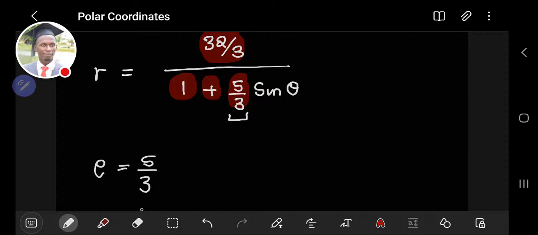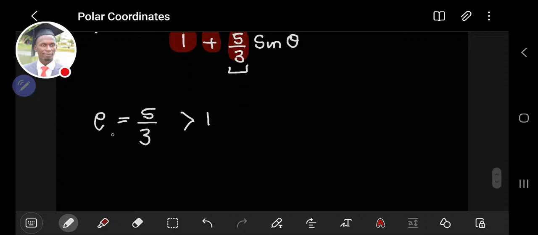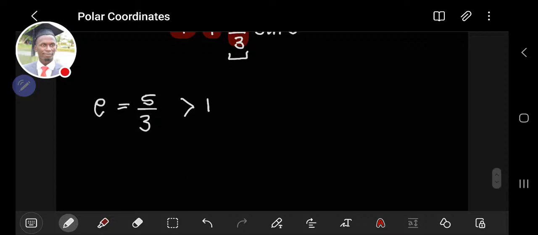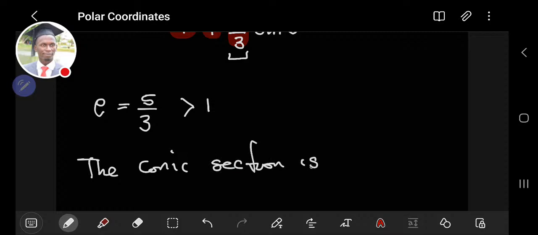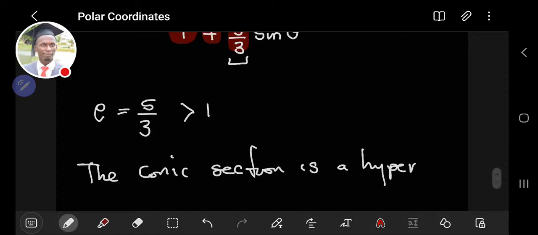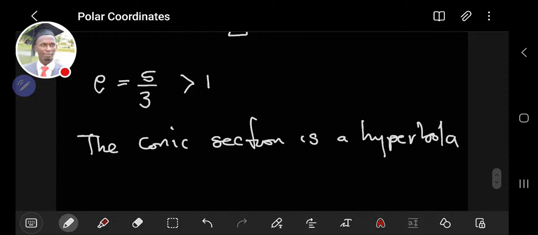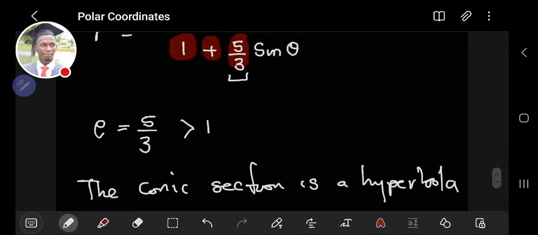Since E is equal to 5 over 3, and we notice that this E is greater than 1, we can make a conclusion on what this is. If E is greater than 1, then this has to be a parabola, a hyperbola, I mean. So we conclude that the conic section here is a hyperbola.